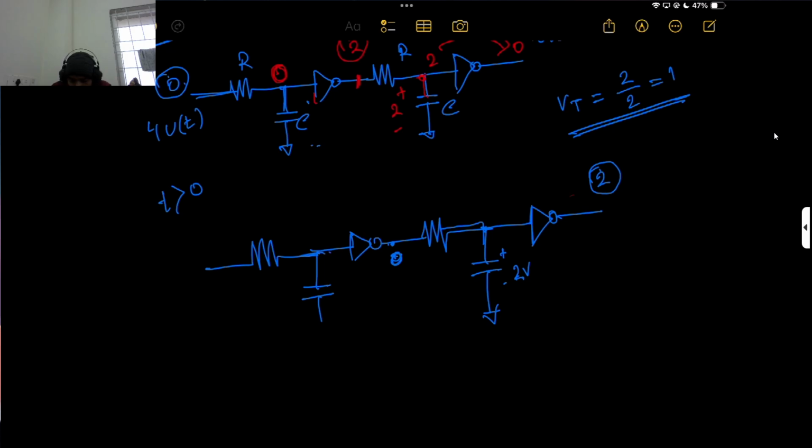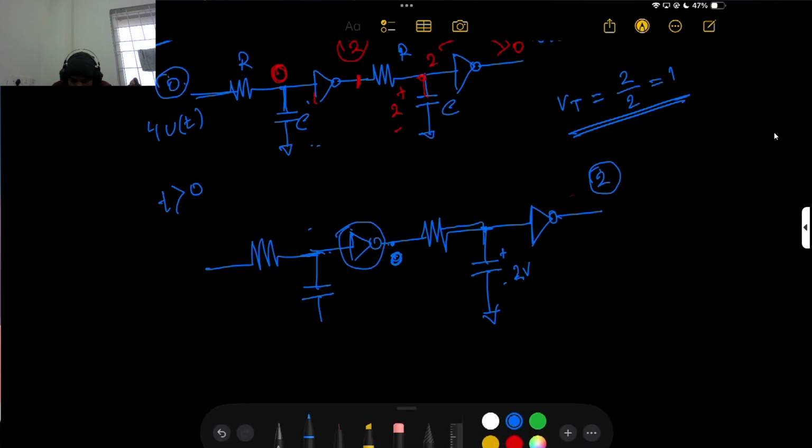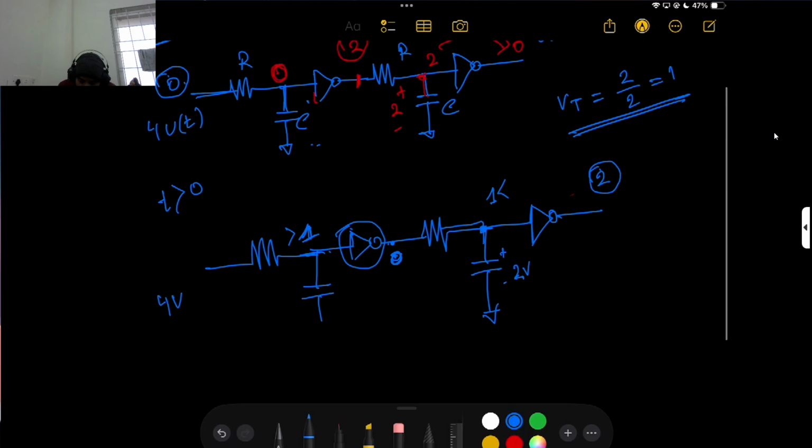How is it 0? For the inverter, at least 2 is not required because of VT: if my input is greater than 1, then my output should be 0. So here at least 1 volt is required. And here also just 1 volt: here greater than 1 and here below 1. So that's the way the circuit works. And what is the supply here? Here the supply is u of t.